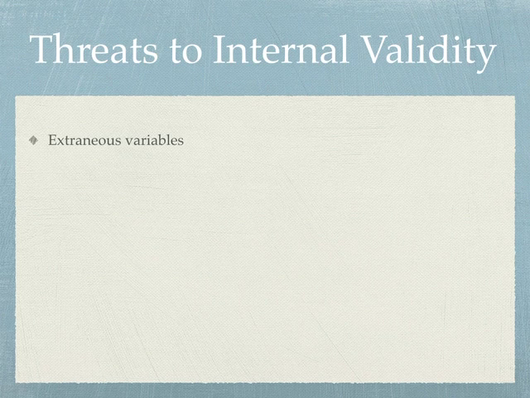Extraneous variables, again, are every other variable that you're not either manipulating or measuring. Now, they're always there, no matter what you do, no matter how well you control for them. Those extraneous variables are always there. But again, you're trying to control them.